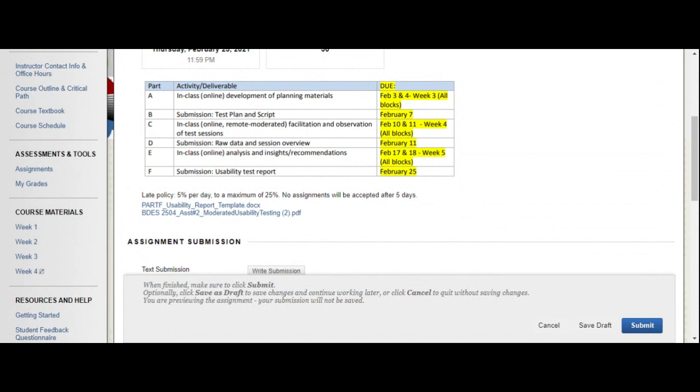So part A is 10 points, and then part B is a little bit more points. It's 25 points, and this is what you need to submit between now and Sunday. Really, we're getting ready for all of our testing for next week. There's a lot of material in this week, so make sure that you go through it.